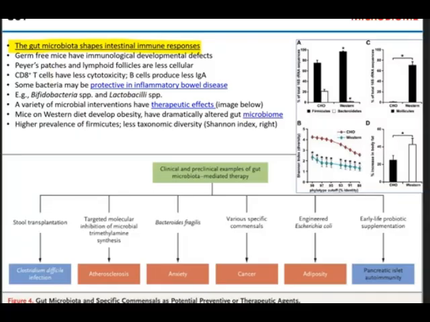There are mice that have no gut microbiome. They have impaired immunological development. Okay? Now, it's been shown that probiotic bacteria, such as Bifidobacterium and Lactobacilli, can be protective in patients with inflammatory bowel disease.